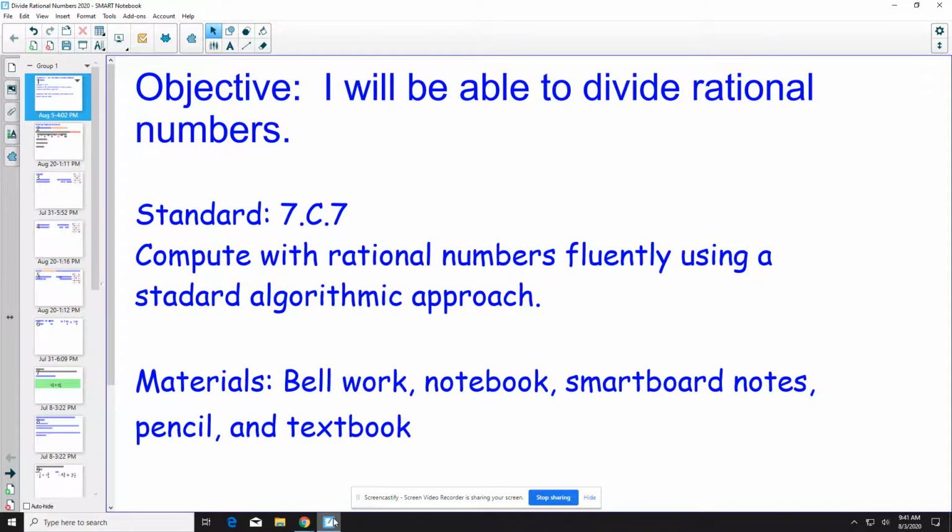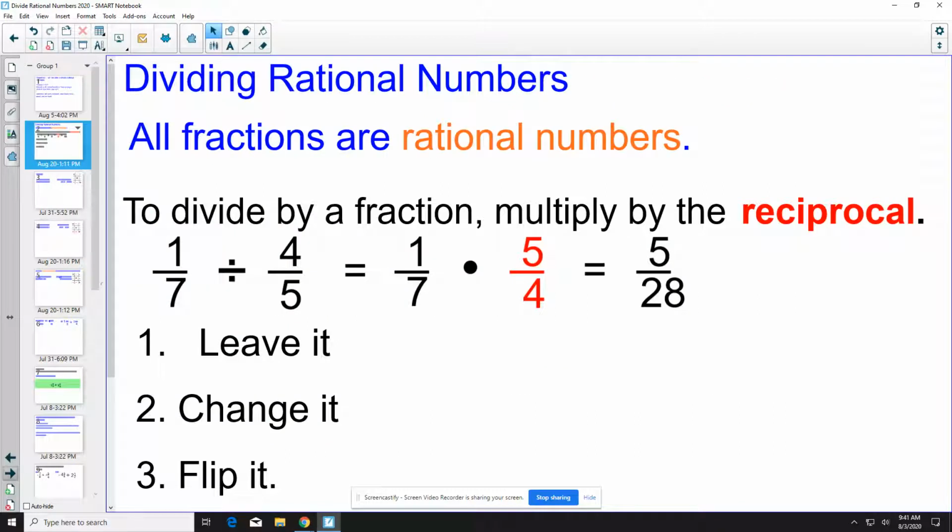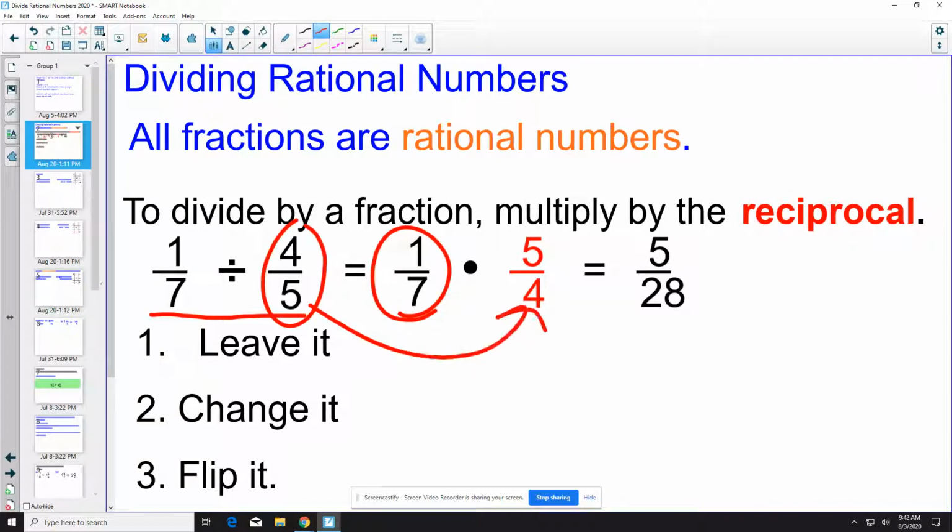Today our objective is to be able to divide rational numbers. When dividing rational numbers, we need to keep, change, flip. So dividing rational numbers, we're going to have a lot of fractions. Fractions are rational numbers. A rational number is any number that can be written as a fraction. When we divide our fractions today, when we have 1/7 divided by 4/5, we keep the first fraction the same, 1/7. We change it to times, and then we take the reciprocal of 4/5 and make it 5/4. So we're going to keep it, change it, flip it.